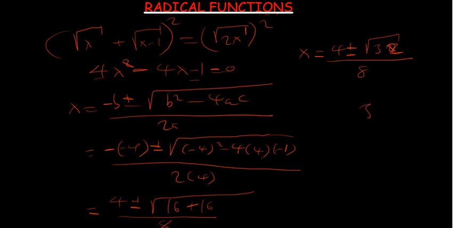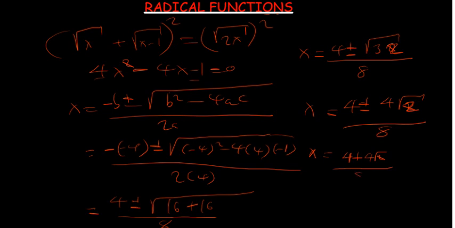Okay, so 32 can also be written as 16 times 2. If we don't want to have decimals as our answers, that will be 4 plus or minus, so the root of 16 is 4, so 4 root 2, and then divided by 8. So at this point we can split them. What we can have is x equals 4 plus 4 root 2 over 8, or x is equal to 4 minus 4 root 2 over 8. Now we can factorize out a 4.